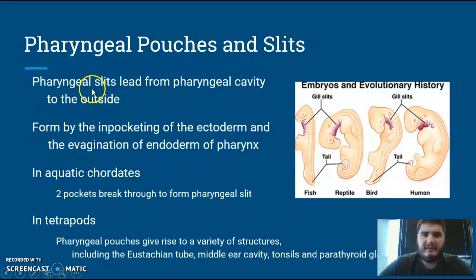Pharyngeal pouches and slits. Pharyngeal slits lead from the pharyngeal cavity to the outside, formed by the pocketing of the ectoderm and the evagination of the endoderm of the pharynx. In aquatic chordates, the pockets break through to form the pharyngeal slits, and in tetrapods, the pouches give rise to a variety of structures, including the eustachian tube, the middle ear cavity, the tonsils, and the parathyroid glands. And here in the picture you see different examples of the gill slits and postanal tail for fishes, reptiles, birds, and humans.